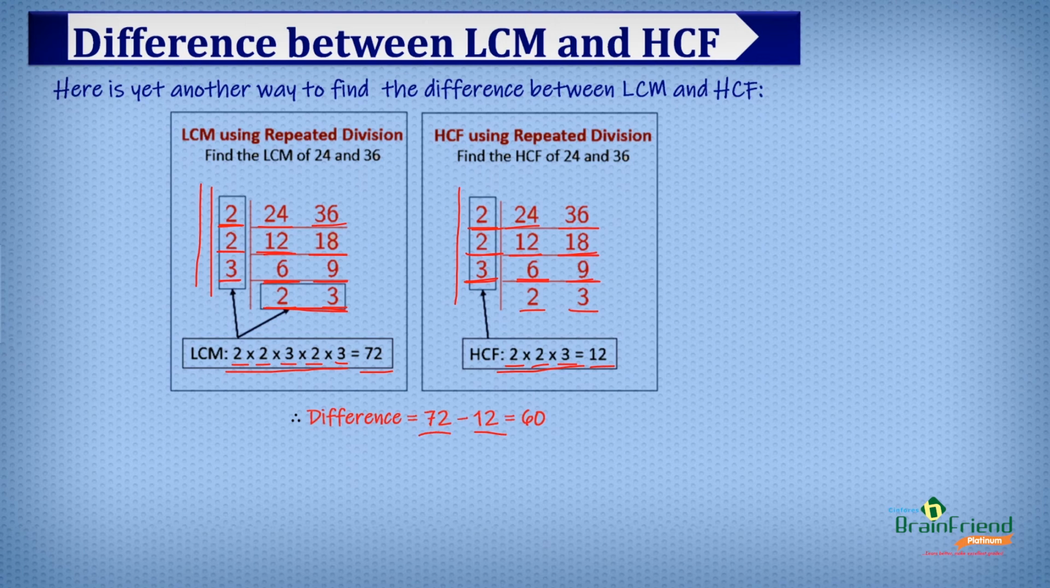Don't forget that your LCM would always be bigger than the HCF. So the LCM comes in front and then we subtract the HCF from the LCM. Now 72 minus 12 gives us 60. So the difference between the LCM and the HCF of the numbers 24 and 36 is 60.